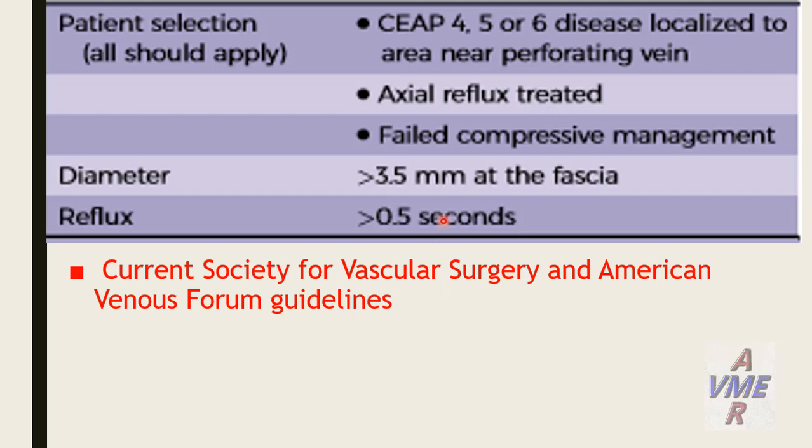If we have a lesion like C4, hyperpigmentation, lipodermatosclerosis, C5 healed ulcer, or C6 active ulcer, related to axial veins and perforators, and you have tried to treat the axial reflux and tried compression therapy, and both of them have failed, you have to assess the perforators. Perforators with a diameter of more than 3.5 mm at the fascia, refluxing more than 500 millisecond duration, denote pathological perforators that require intervention. And this is the current American Venous Forum guideline.